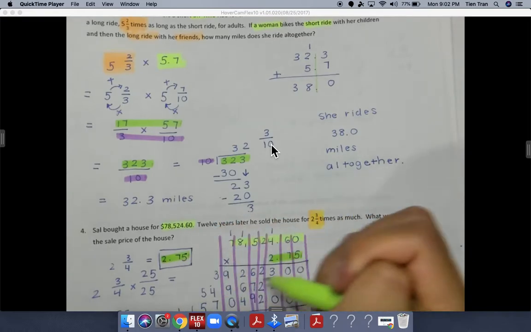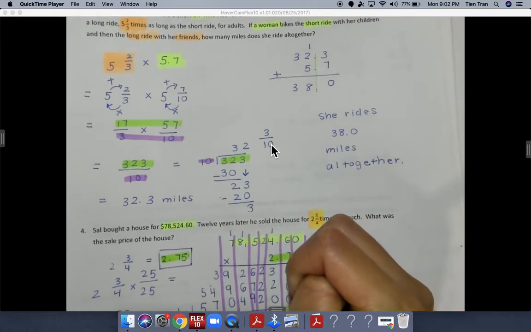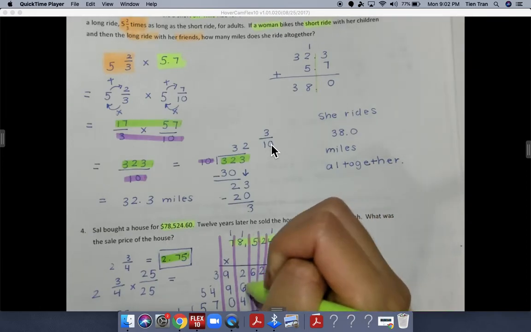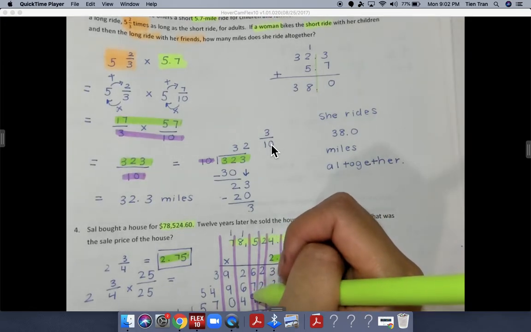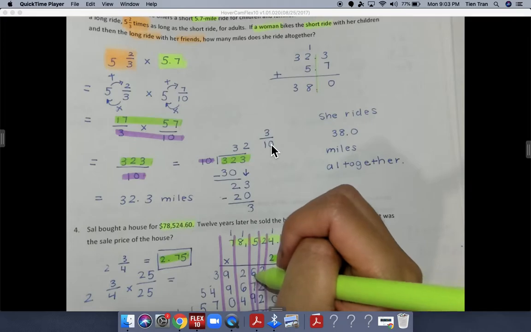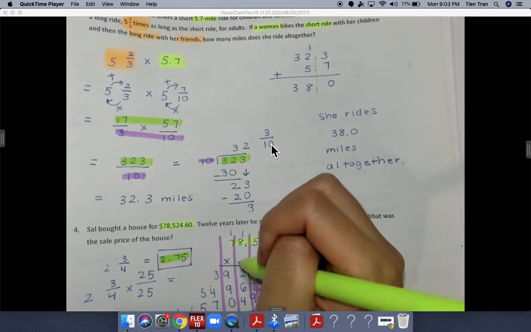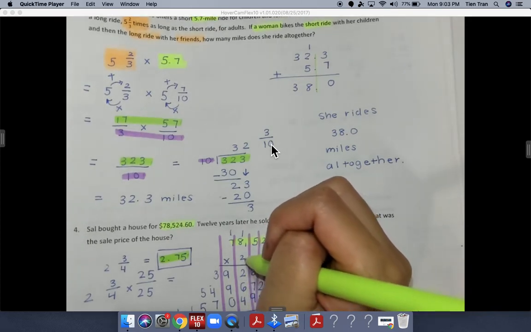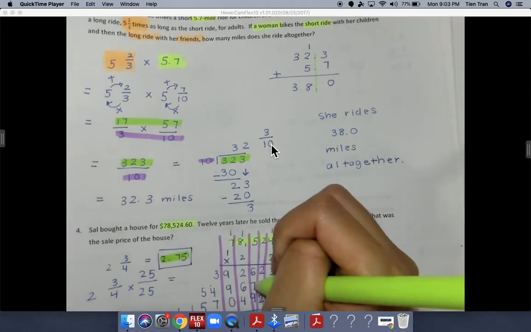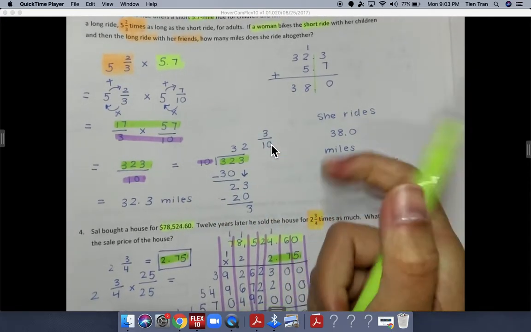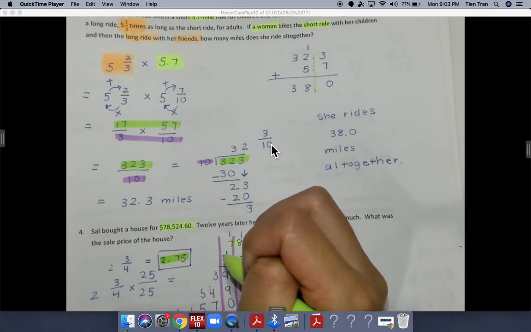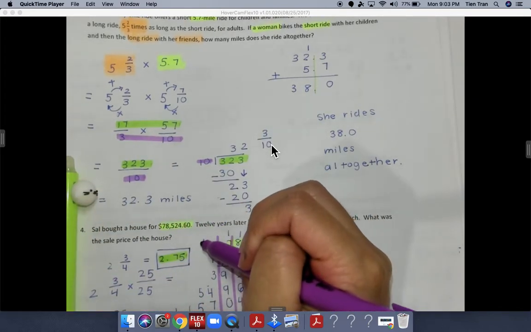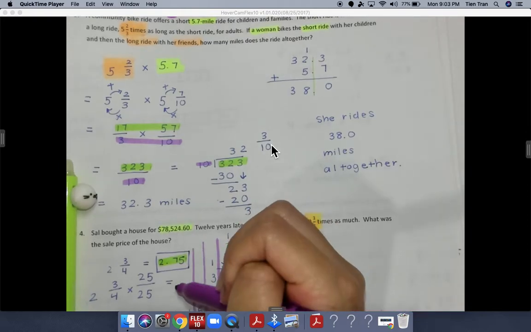And I'm going to add everything together. I have 0, 0, 5, 2, 3, 4, 6. 9 plus 7 is 16. 16 plus 6 is 22. 6 plus 4 is 10, plus 2 is 12, plus 2 is 14. Oops, almost put it in the wrong space. 9 plus 9 is 18, plus 1 is 19. Now this is where I would draw more lines to make sure that I'm adding everything together.